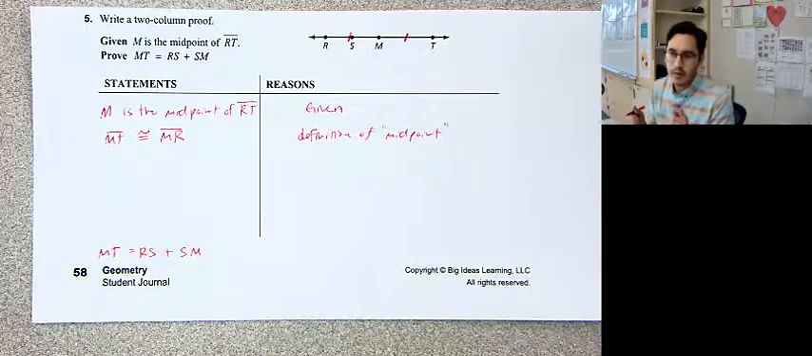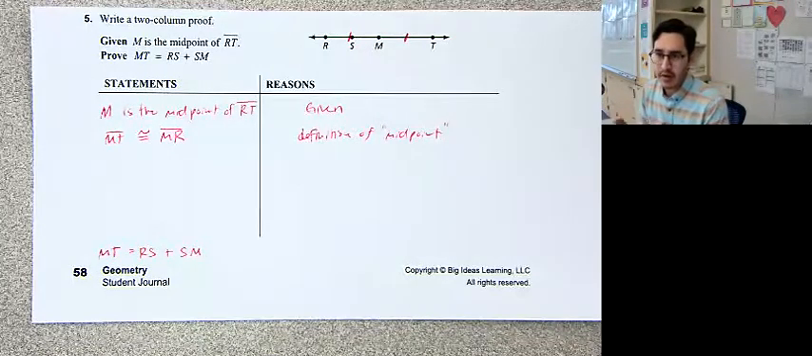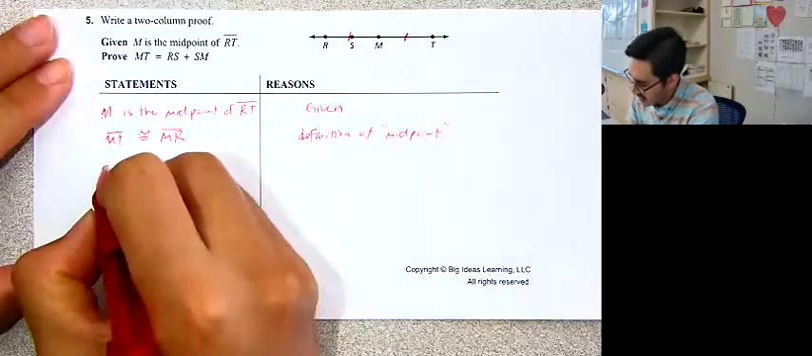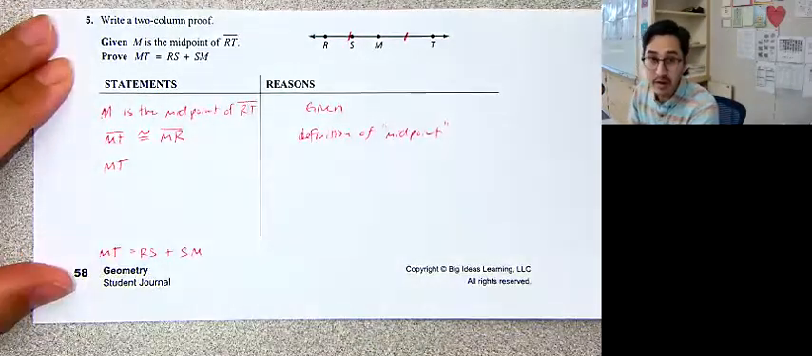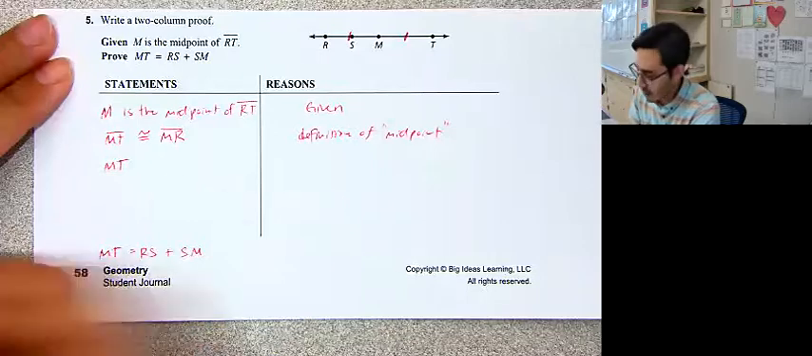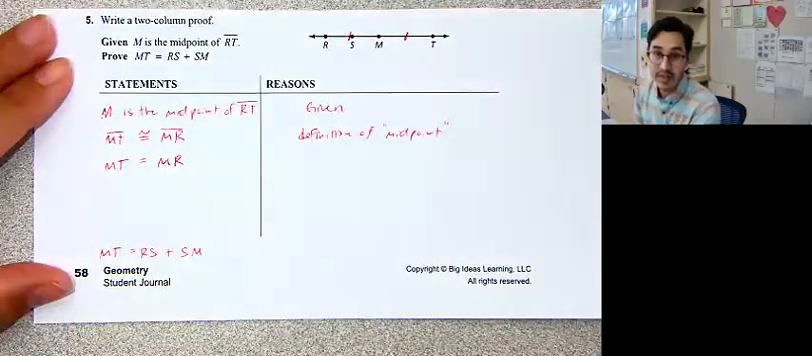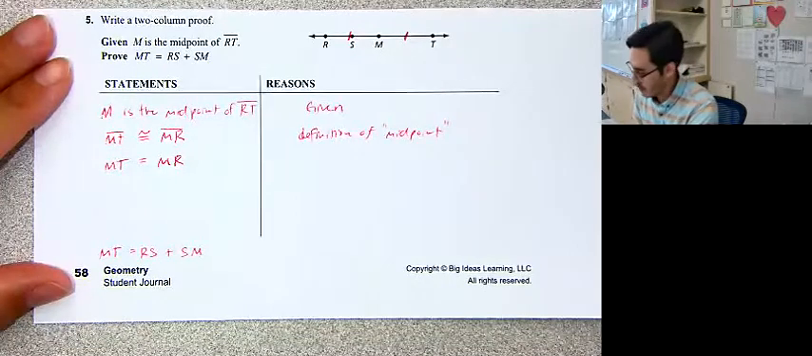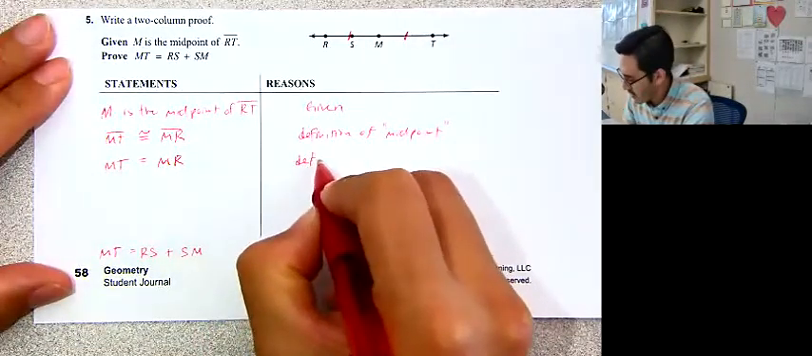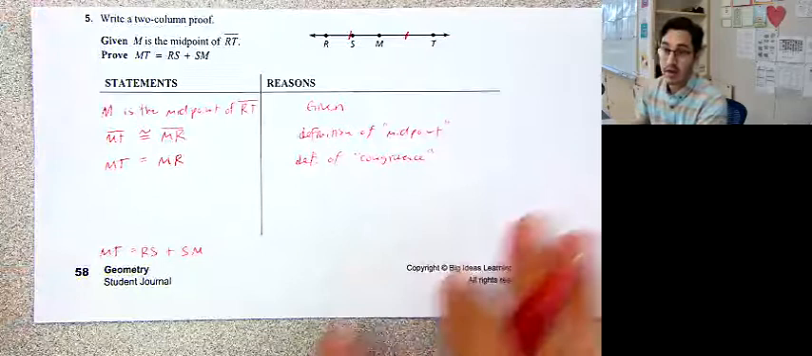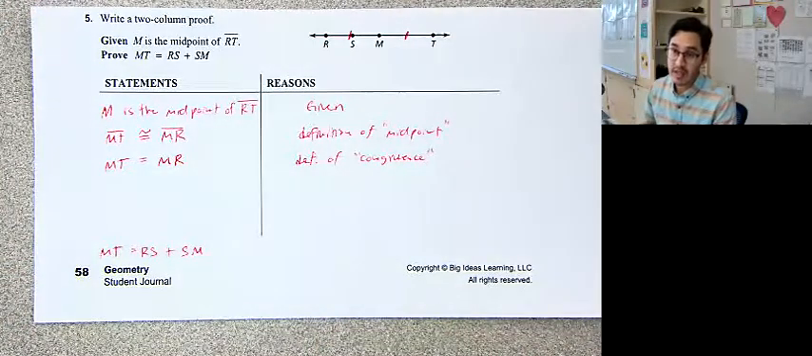Well, when segments are congruent to each other, that means that they're the same length. So I can say the length from M to T, or the distance from M to T, is equal to the distance from M to R. So here I'm just using the definition of the word congruence. For segments, congruent means equal length.